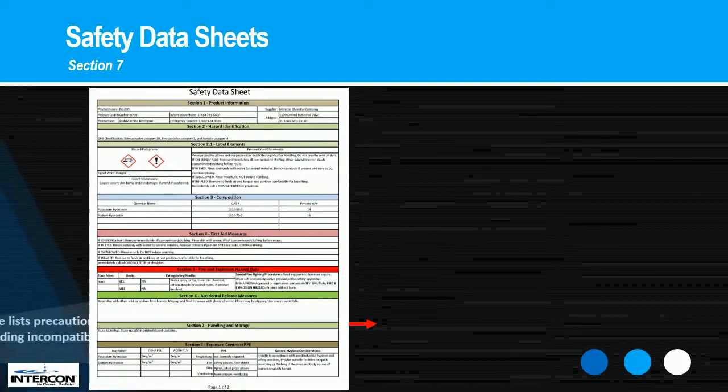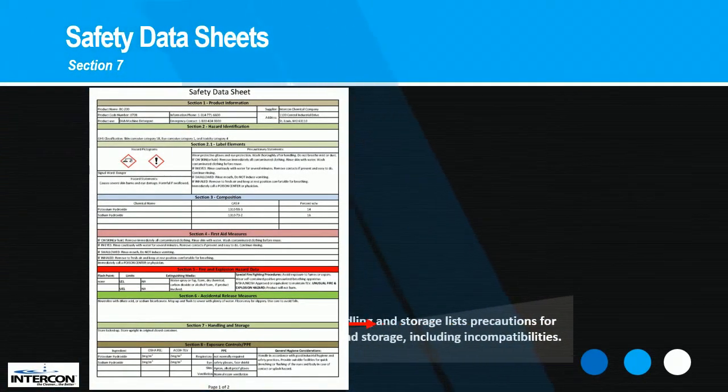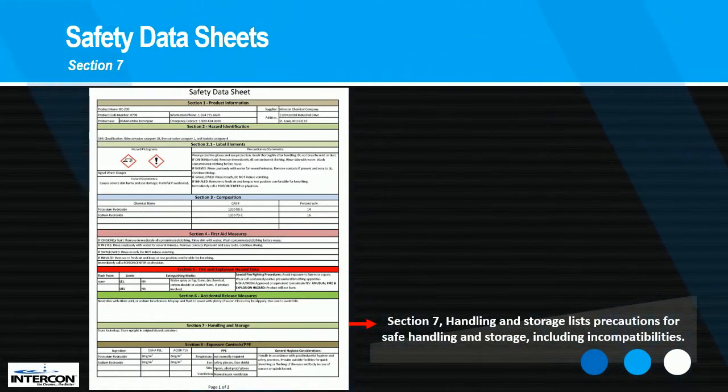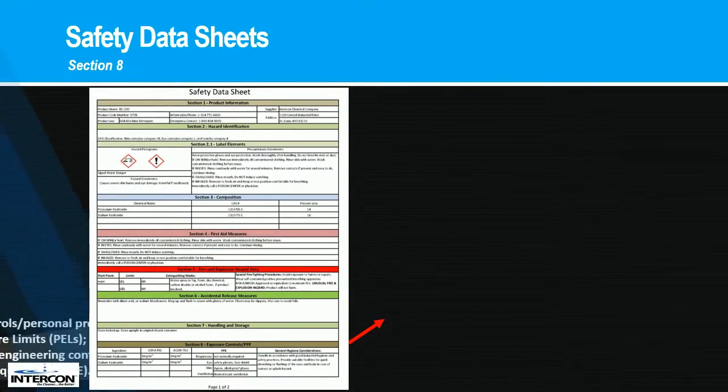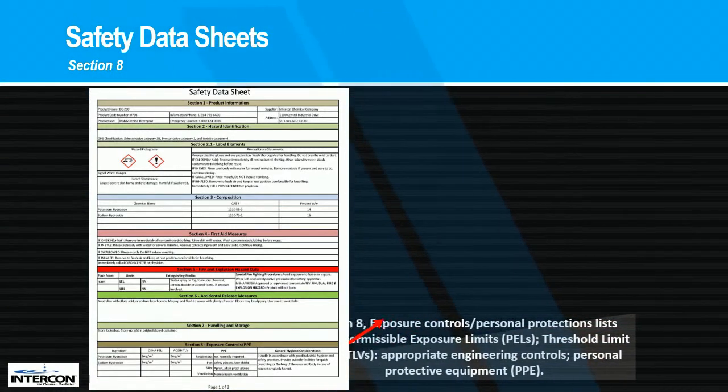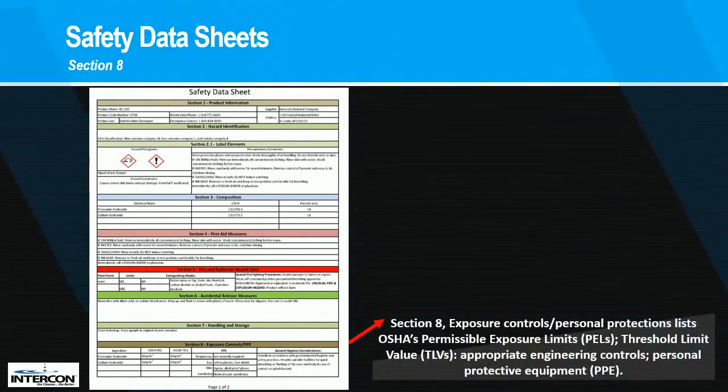Section 7. Handling and storage lists precautions for safe handling and storage, including incompatibilities. Section 8. Exposure controls, personal protection lists OSHA's permissible exposure limits, PELs, threshold limit values, TLVs, appropriate engineering controls, and personal protective equipment, PPE.